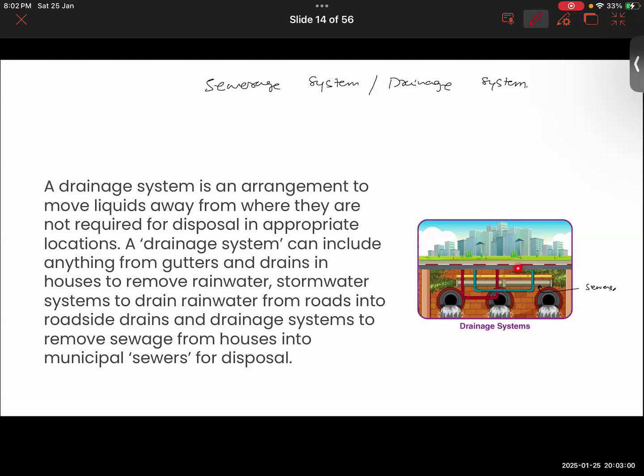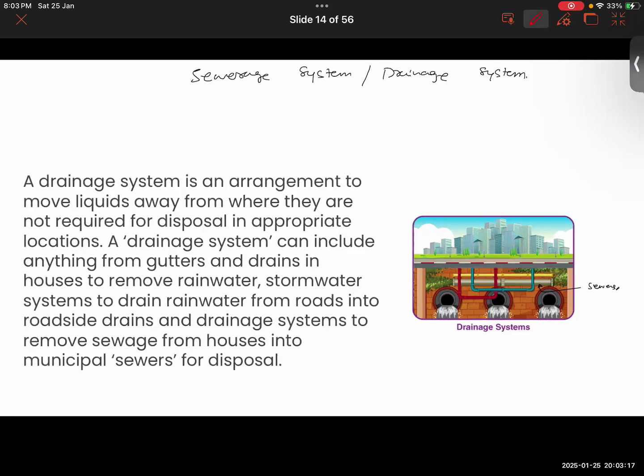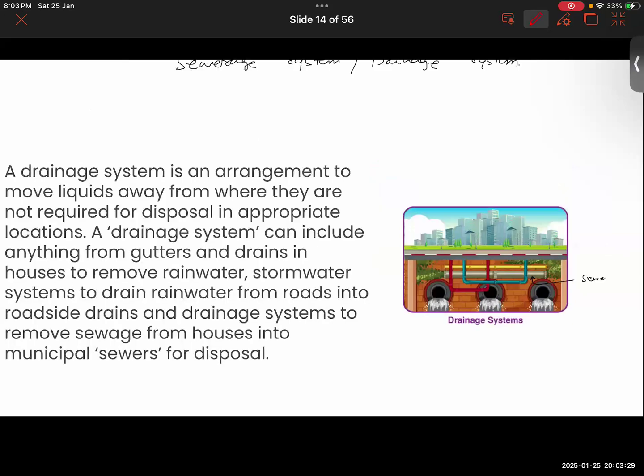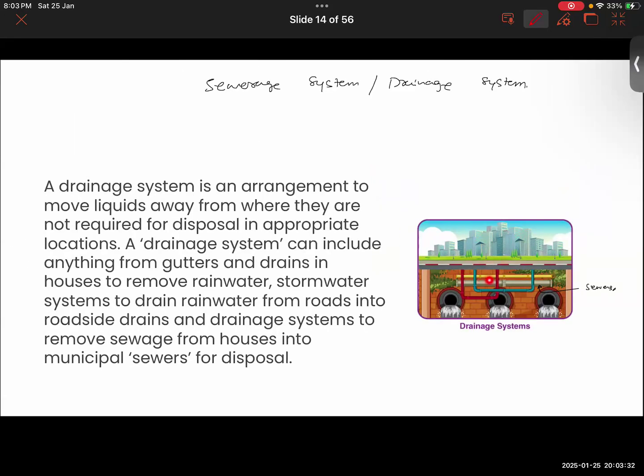So this is an arrangement. We won't like it if the sewage were to be flowing into the open streets. It is an unwanted thing. Getting it now? All the wastewater should be removed from this area where the people are living to a place where it can be cleaned, right? So for that purpose, we have this drainage system or the sewage system, which is an arrangement to remove all the sewage from this place to an appropriate place where it will be disposed of and cleaned. Getting it?